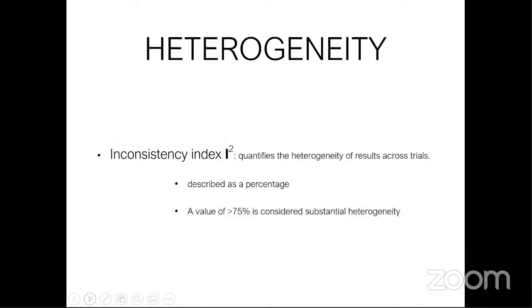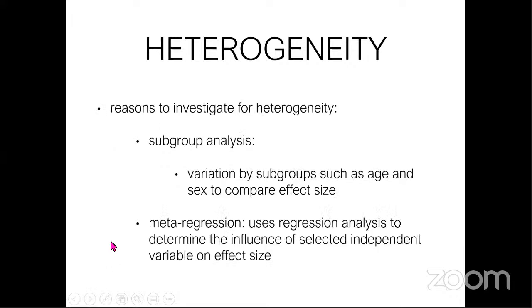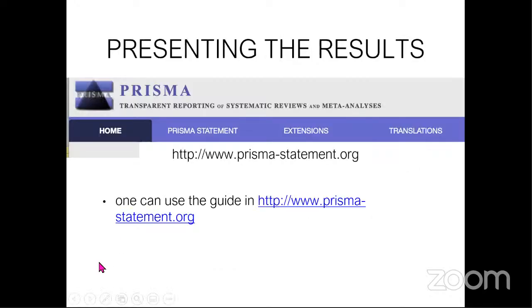So you have your inconsistency index. It quantifies the heterogeneity of results across trials, and this is described as a percentage. A value of more than 75% is considered substantial heterogeneity. Reasons to investigate: subgroup analysis, which is variation by subgroups such as age and sex to compare effect size, and meta-regression, which uses regression analysis to determine the influence of a selected independent variable on effect size.